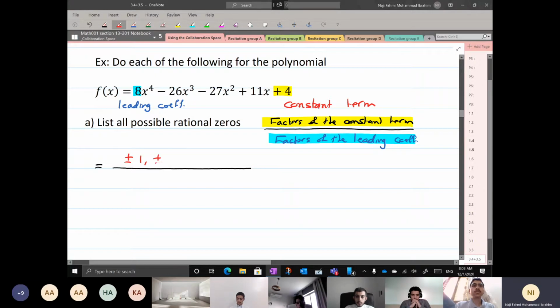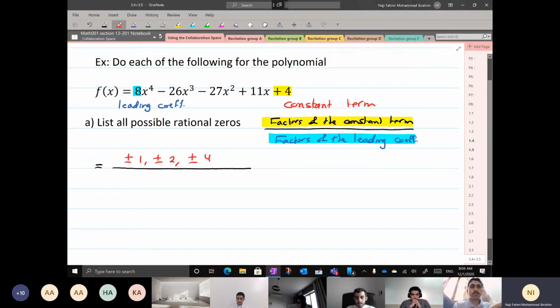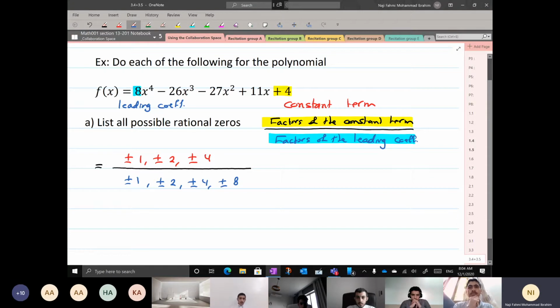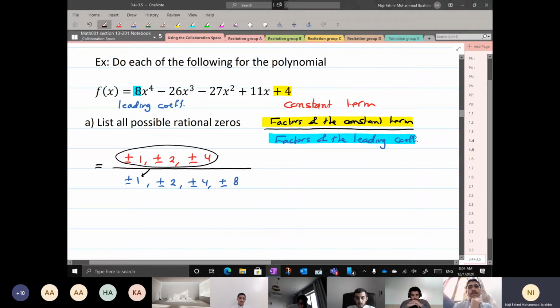We have plus minus 1, plus minus 2, and plus minus 4. Do we have any other factors for 4? No. We have to remember factor means if I divide, the remainder should be 0. Now, what are the factors of 8? Plus minus 1, plus minus 2, plus minus 4, and plus minus 8. Now I have to take all the possible divisions. If I divide all these by 1, what will the answer be? The same.